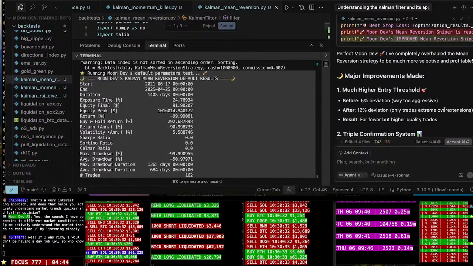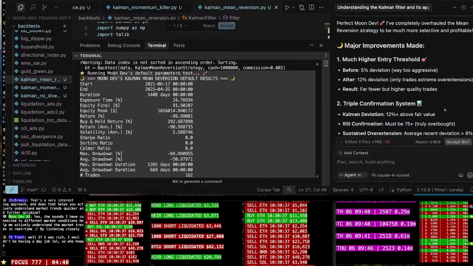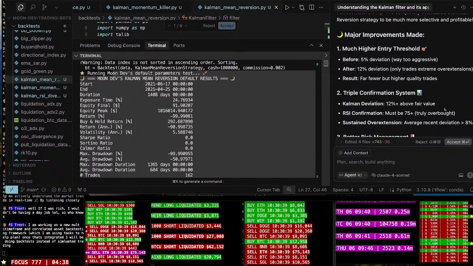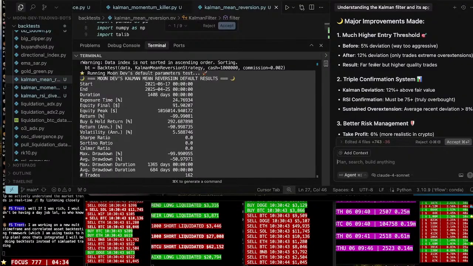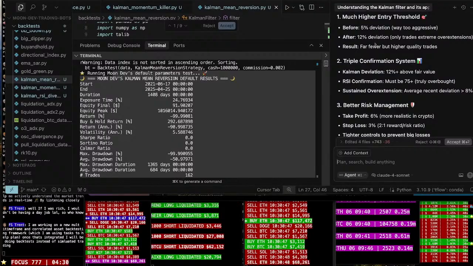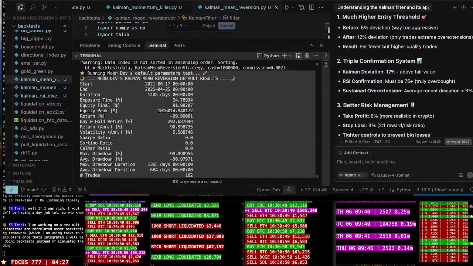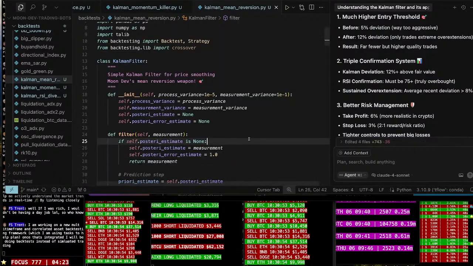Perfect, Moondev. I've completely overhauled the mean reversion strategy to be much more selective and profitable. Before, the 5% deviation was way too aggressive. After, 12% deviation. All right, let's see how this one goes here.